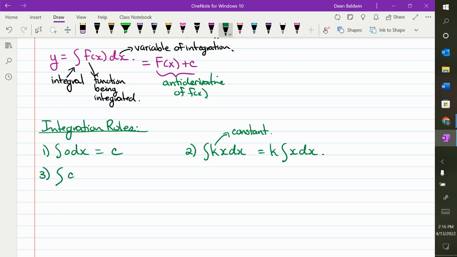Trig, you just kind of have to know. But if you know sine and cosine derivatives, you can just work backwards. So what's the antiderivative of cosine? Sine function, right? But you have to say sine of x plus c.